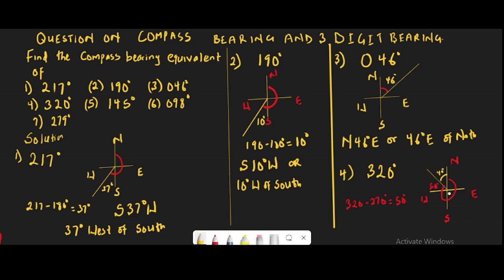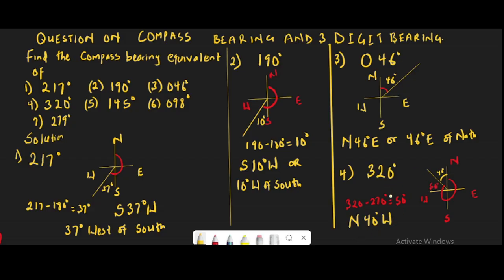Now the compass bearing of 320, we consider north west. So it's going to be north, and the value here to the north is 40. So we have 40 degrees west. The compass bearing of 320 is north 40 degrees west, or 40 degrees west of north.